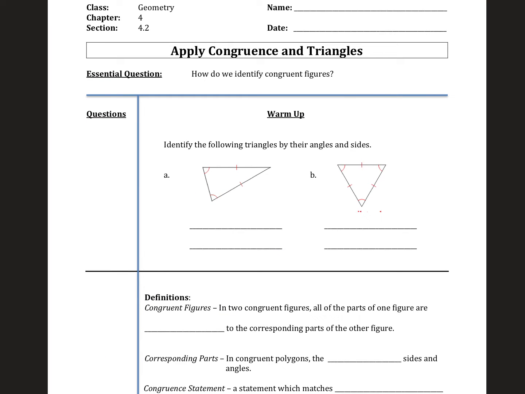It says, identify the following triangles by their angles and sides. See if you can either use your notes or see if you remember how to label these. Go ahead. All right, so the first one, the angles are all acute, so it's going to be an acute, and there are two tick marks here, two congruent sides, which means it is isosceles. An acute isosceles triangle.